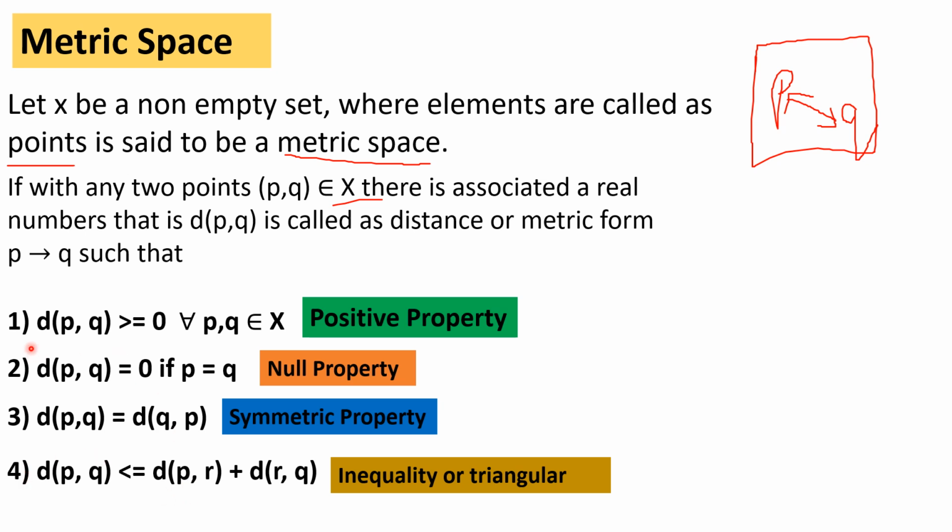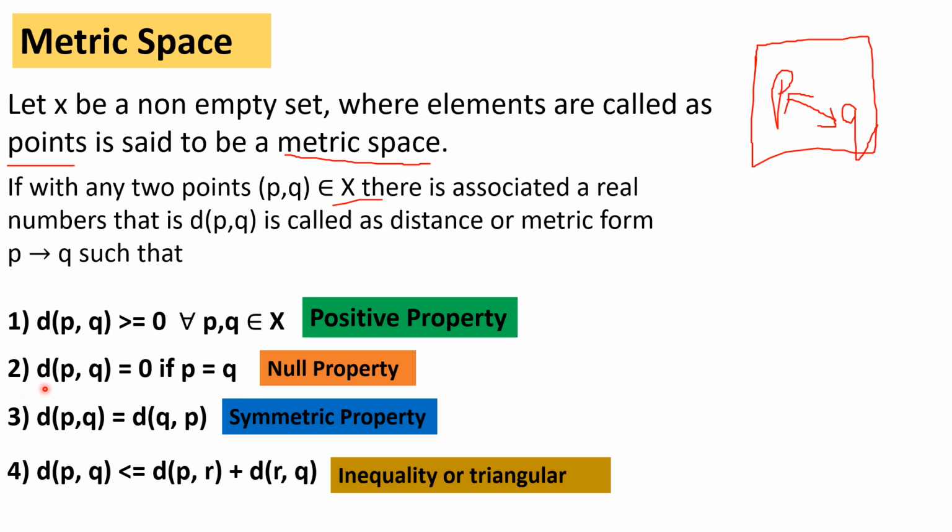So the first condition is d(p, q) should be greater than or equal to 0, for all p, q belonging to X. It is the positive property. Positive is nothing but which cannot be negative. So the distance between p and q should be greater than or equal to 0. And the second condition, d(p, q) is equal to 0 if p is equal to q.